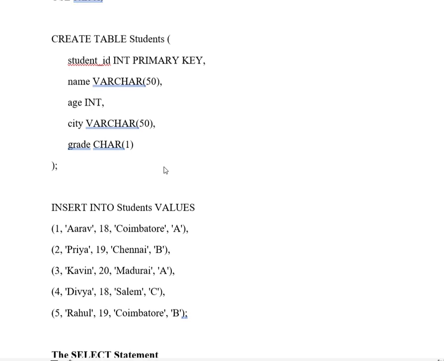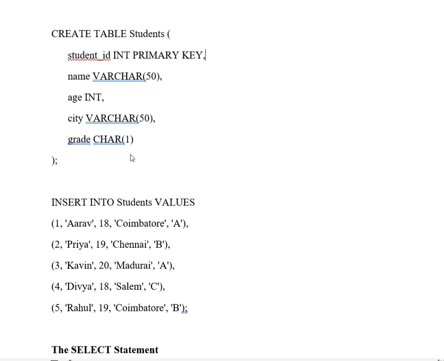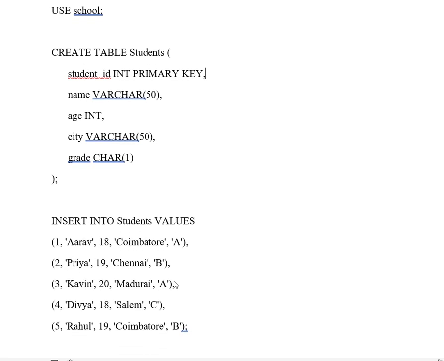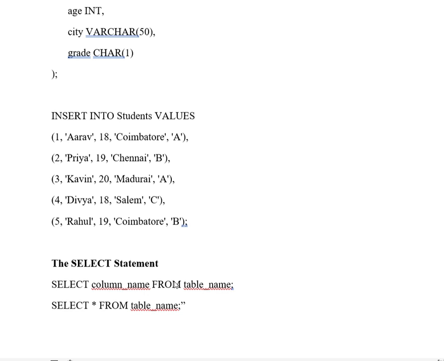If you only want to see specific columns, you mention them like this. Student ID is an integer primary key, name is VARCHAR(50), and age is an integer. Age will almost always be in numbers, so it will always be an integer. City is VARCHAR, which means it can hold characters as well as numbers. Grade we can also take as a character. So SELECT chooses the columns you want, and FROM tells which table you want the data from.